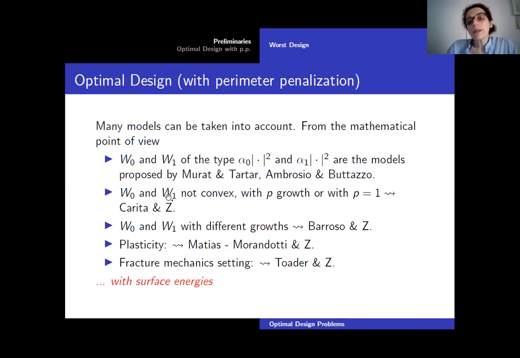The one where both the energies W0 and W1 have the same growth, and these results have been obtained in collaboration with Grassa-Cavita, and others, where the energies W0 and W1 have really different growth. And these are recent results that I obtained together with Anna Cristina Barroso. Then other models that I'm not going to describe today are those related to plasticity and to fracture mechanics. This one with José Matias and Marco Morandotti, and this about fracture mechanics with Rodica Toade.